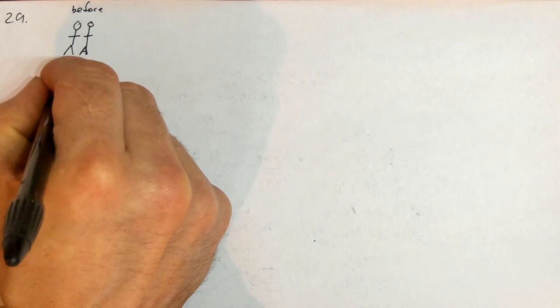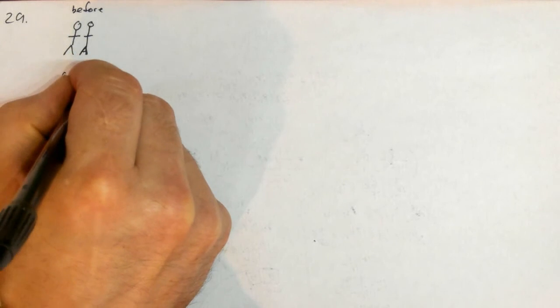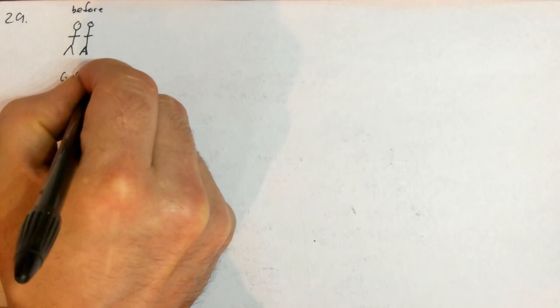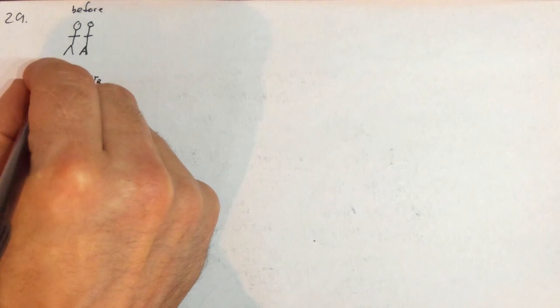So this is after, but now they're moving. This will be VB, this is VA, and this is the final state. They're moving. But what's the initial state? Well, VB initial equals 0, and VA initial equals 0. Now it is a collision.